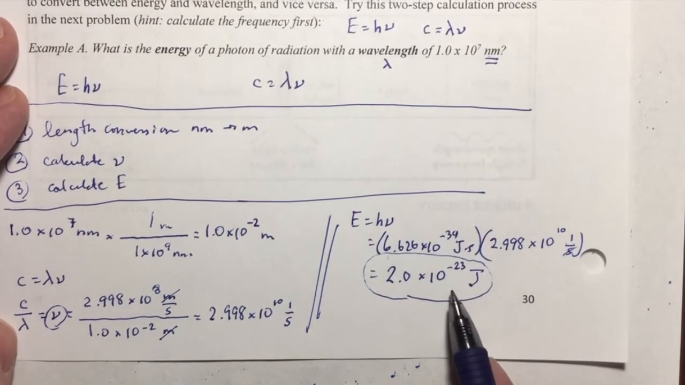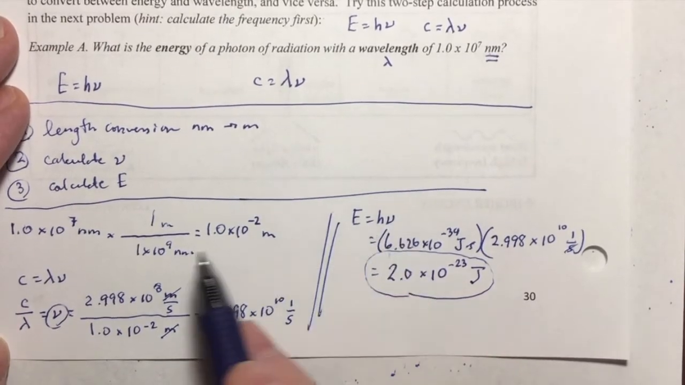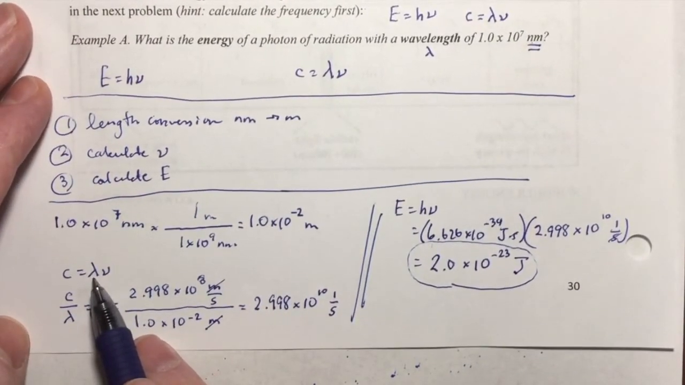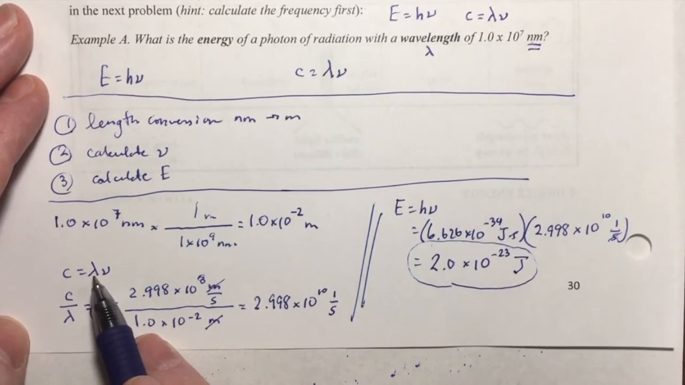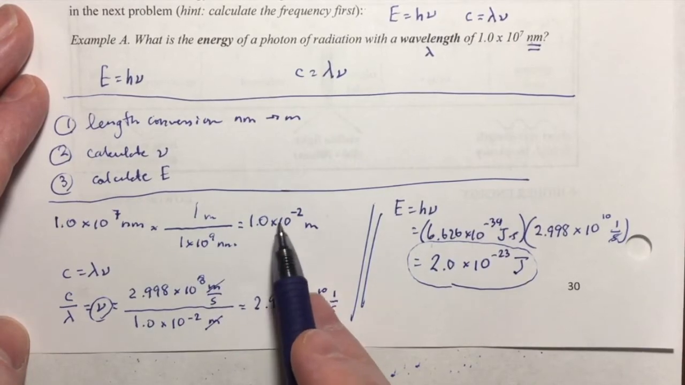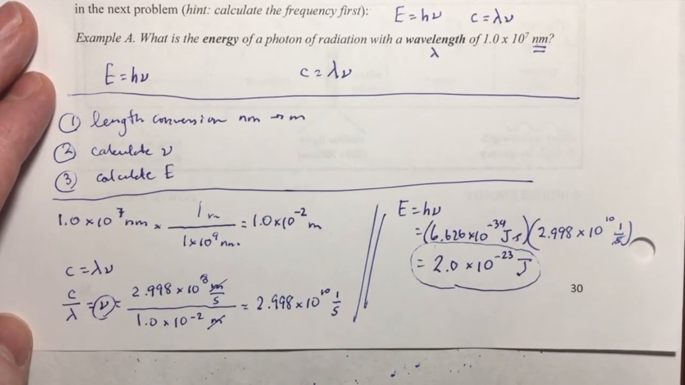So if you were given this energy, you would plug it into this equation and get the frequency. Plug the frequency into this equation and get the wavelength. And then if we'd asked for the wavelength in nanometers, then you would have to do a final conversion from meters to nanometers to get your wavelength in nanometers.